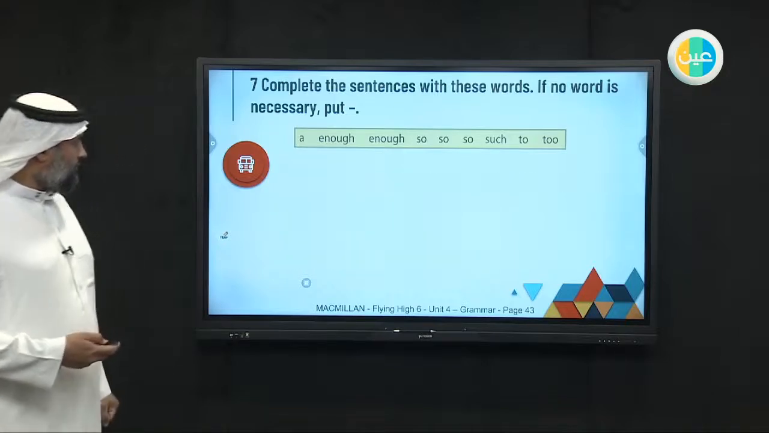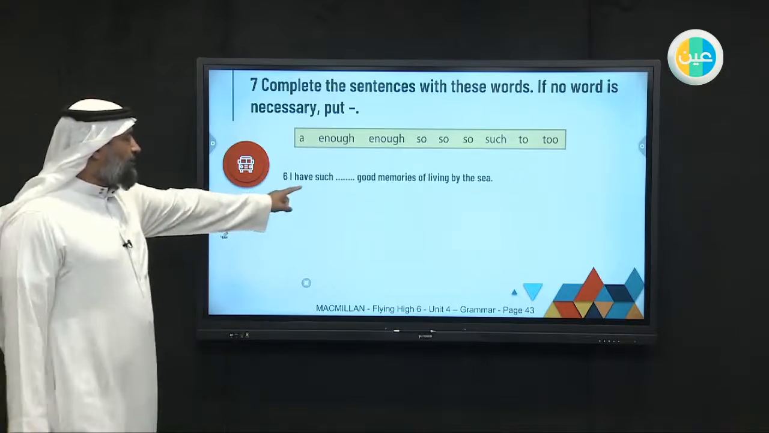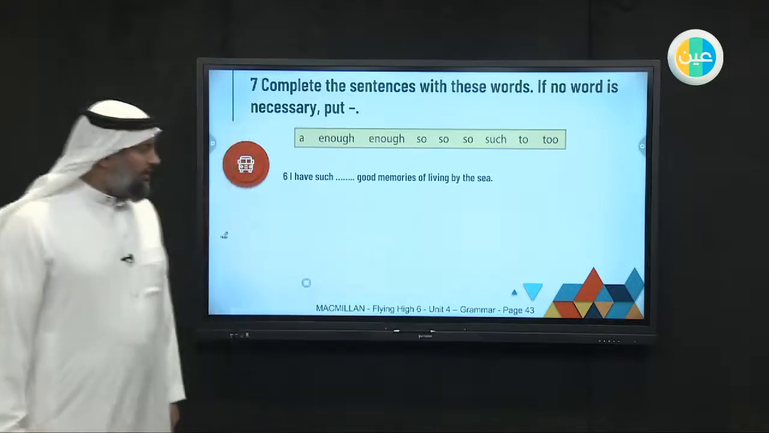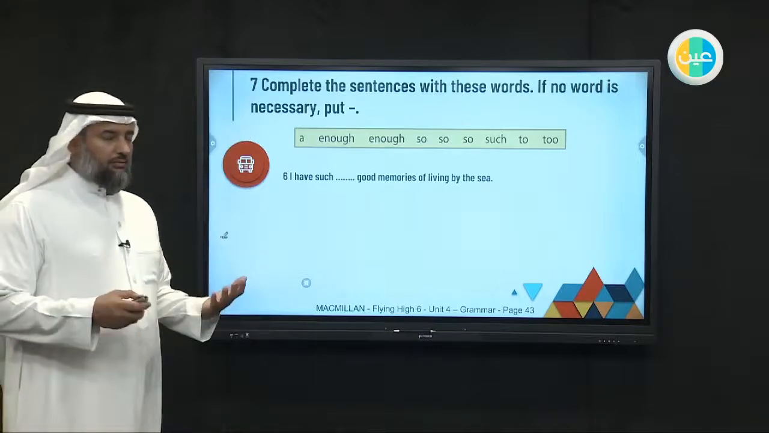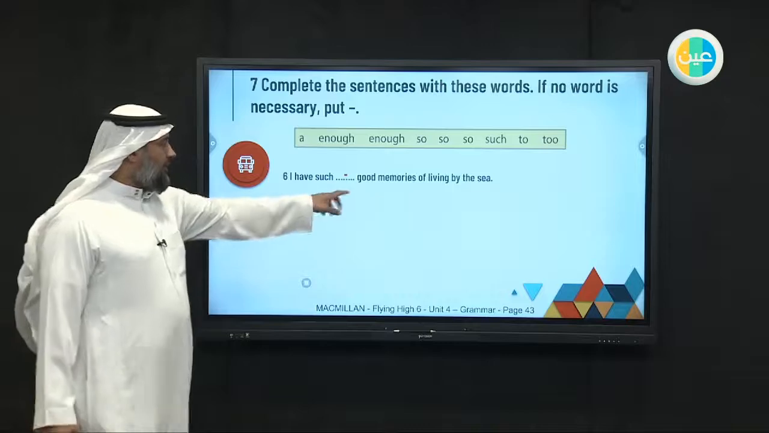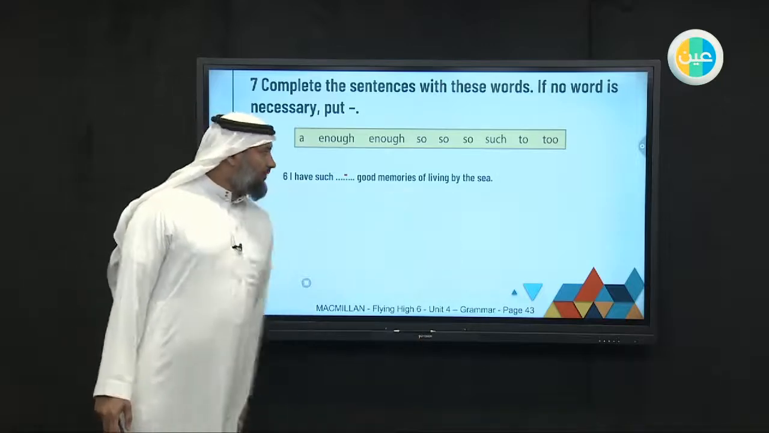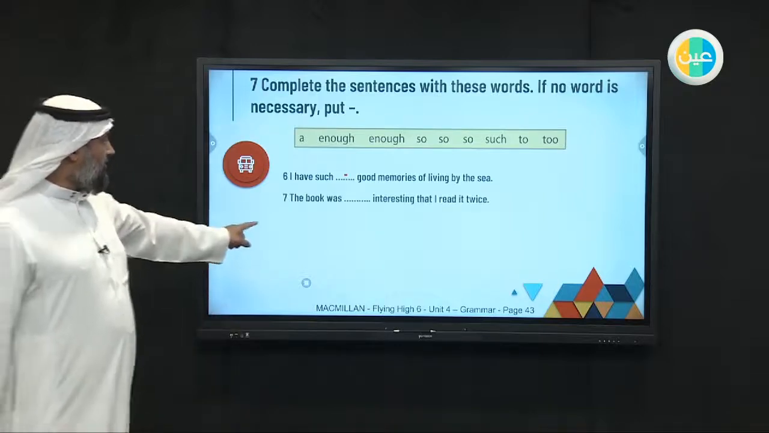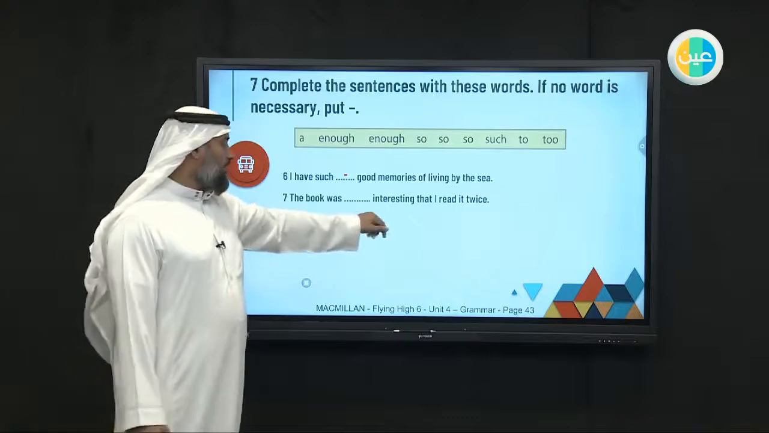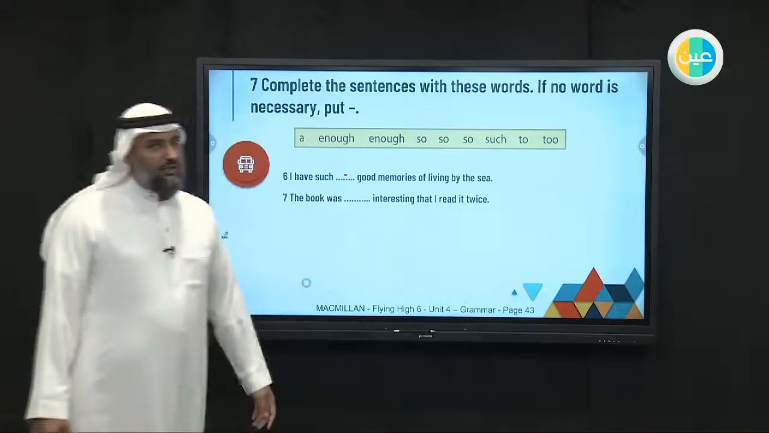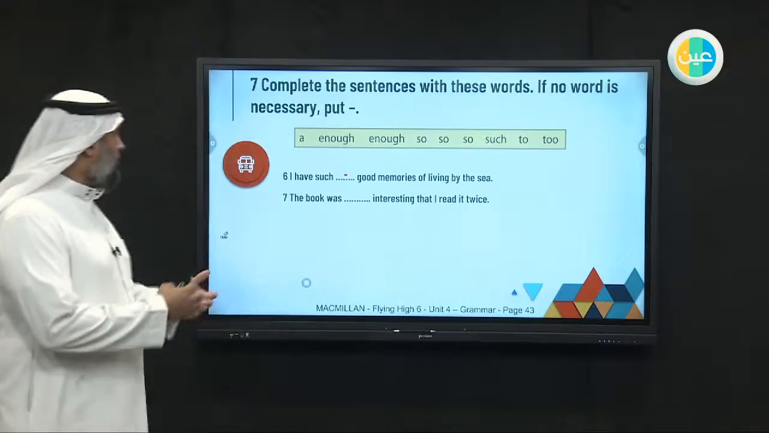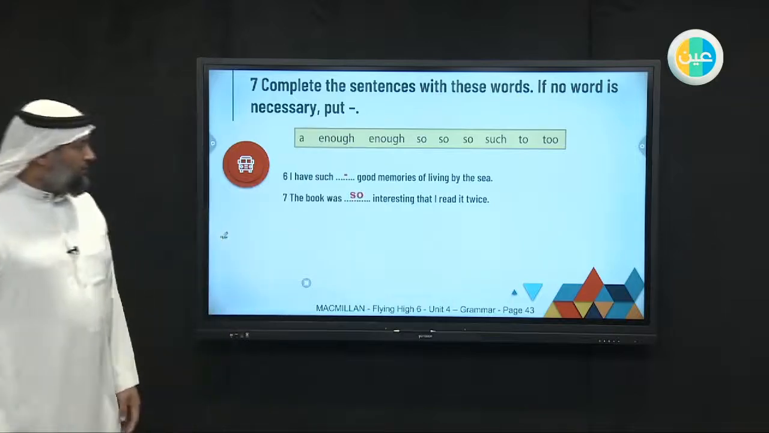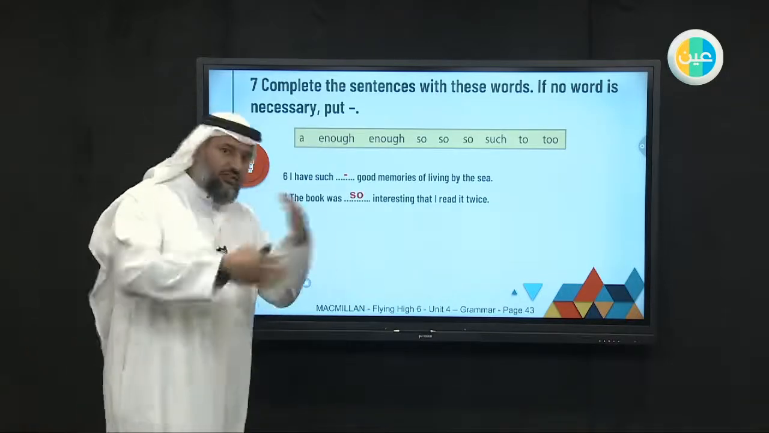Six: I have such blank good memories of living by the sea. What do you think? I have such good memories of living by the sea. You don't use anything with that. Seven: The book was blank interesting that I read it twice. Do you use interesting, or enough interesting, or so interesting? So interesting. The book was so interesting that I read it twice.